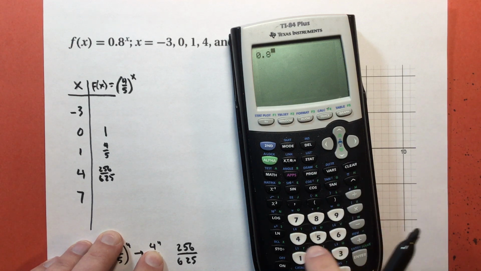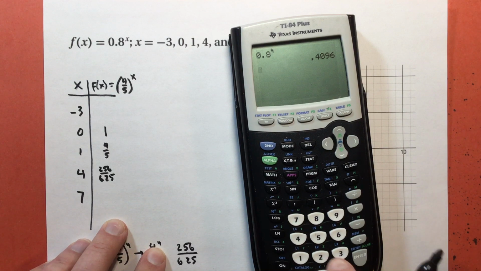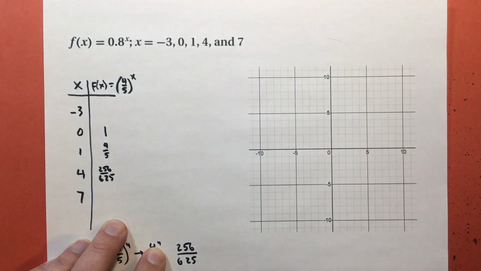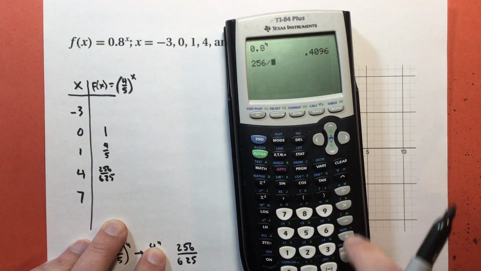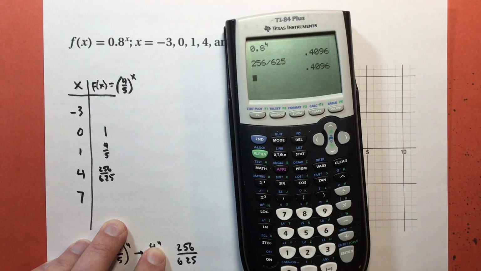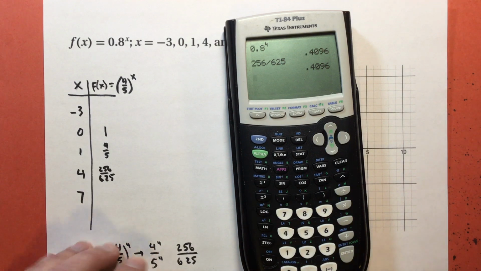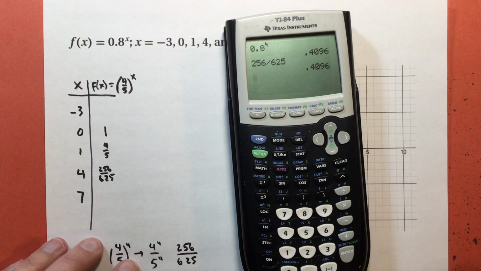0.8 to the 4th power, and I got 0.4096. How do I know that's the same? Because 256 divided by 625 gives me the same number. Right, so again, forgive me, I'm trying to do as much as we can within your head, your brain. Trying to make your brain powerful.